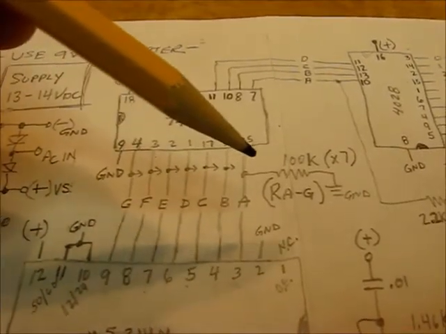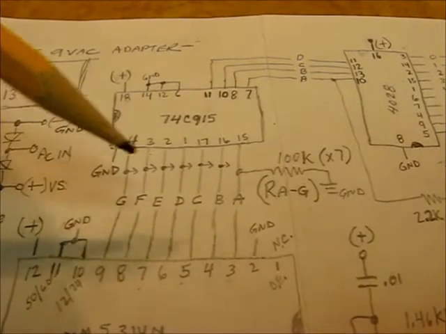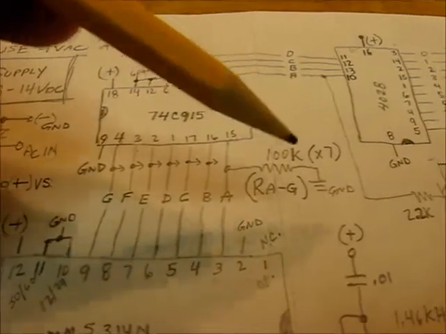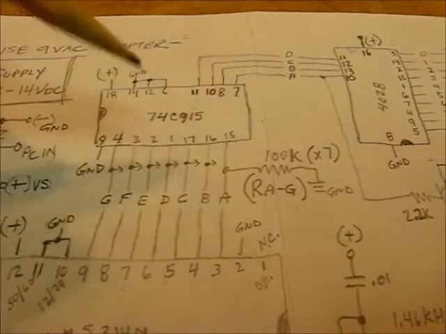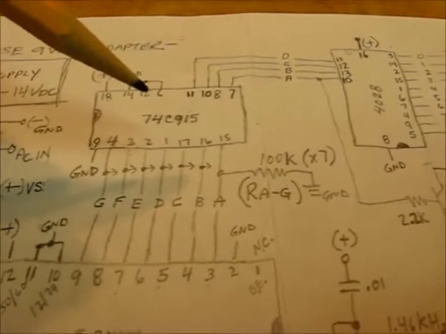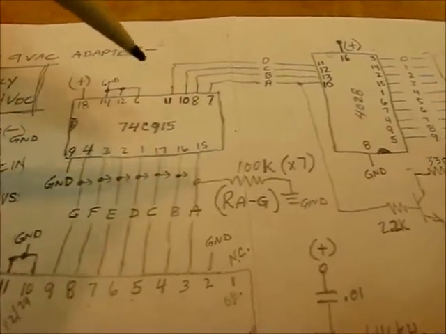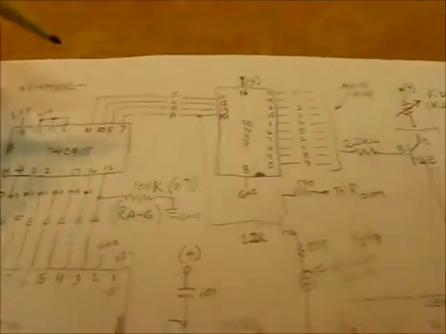74C915 needed pull-down resistors on every one of the segment lines. So A, B, C, D, E, F, G, 100K to ground. That squared off the bottom of the waveform and allowed this chip to actually work properly. As soon as I did that, with a little tip from a friend of mine, instant BCD outputs working.